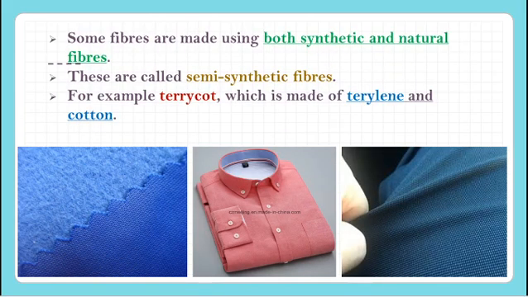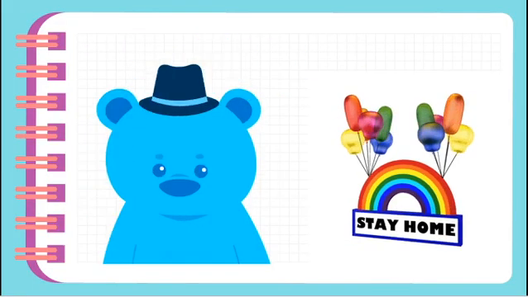And the next one, semi-synthetic fiber. The semi-synthetic fiber is nothing but it is made up of both synthetic and natural fibers. For example, we all know terricot. That is, terricot is made up of terylene as well as cotton.